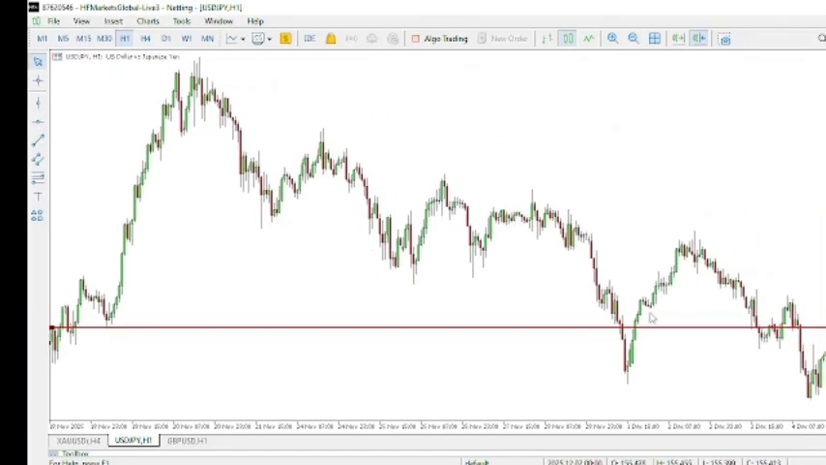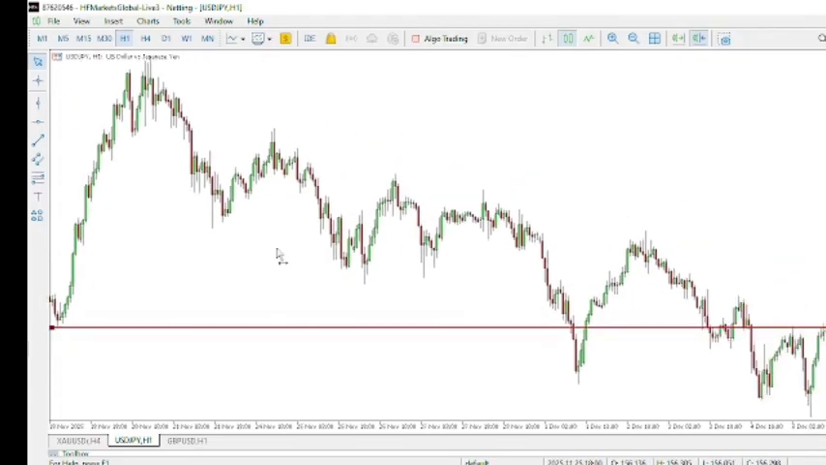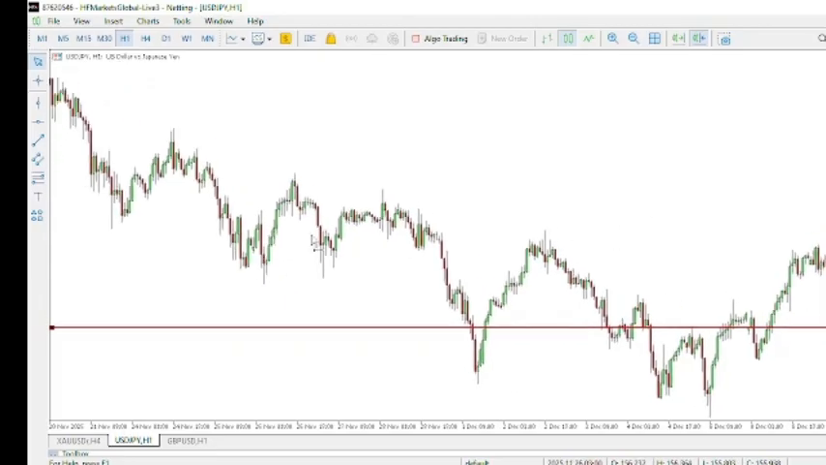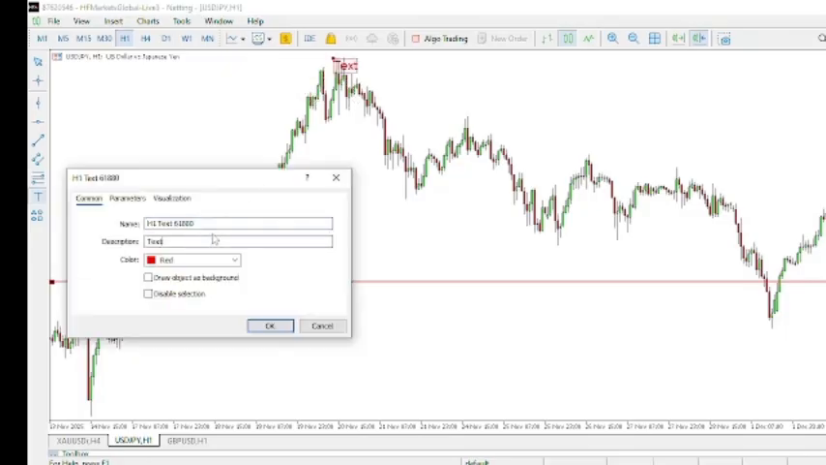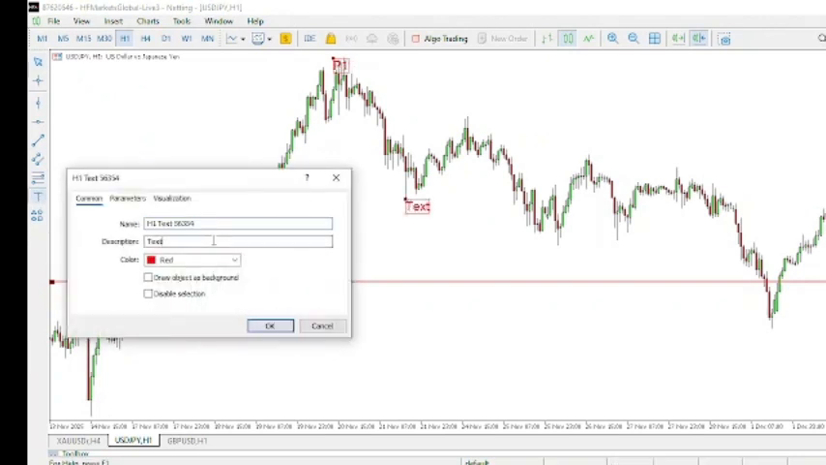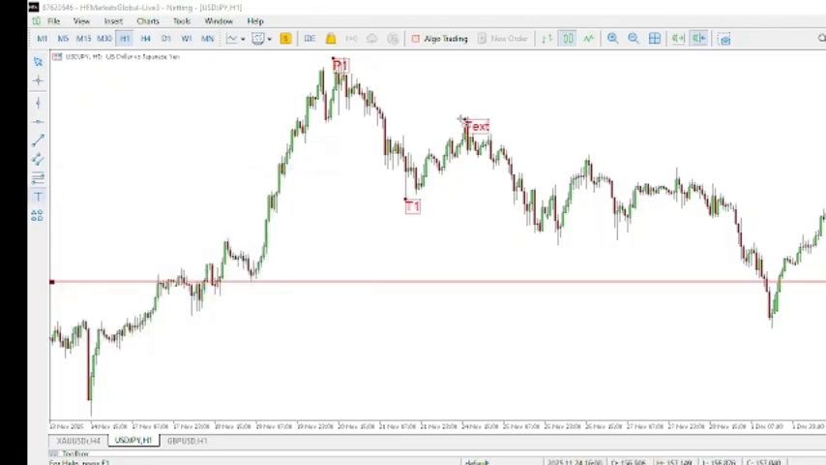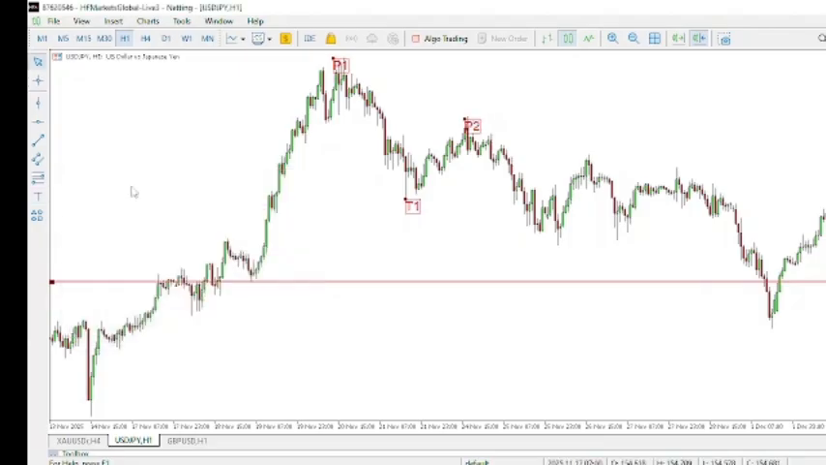recent low is broken. So when the low breaks here, we can now begin to look for a sell. If you are counting from here, this will be my P1, then my T1, then I have my P2, then I have my T2.